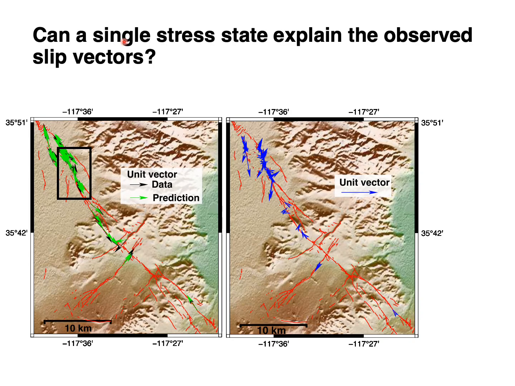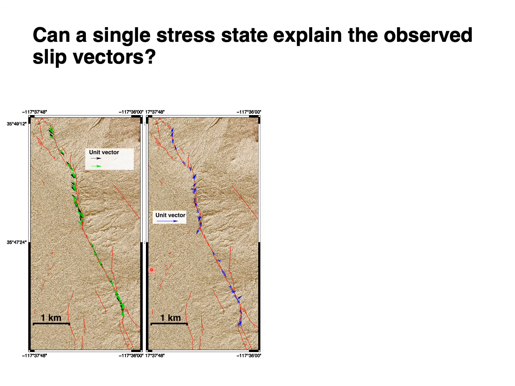Okay, so one of the questions you want to address is, can a single stress regime explain all of the observed surface displacements on the rupture? So on the left shows our observed slip vectors in black, and then the green are the predictions from our best fitting stress model. So it's the expected slip vectors from our stress model. And on the right, it shows our residuals on the rupture.